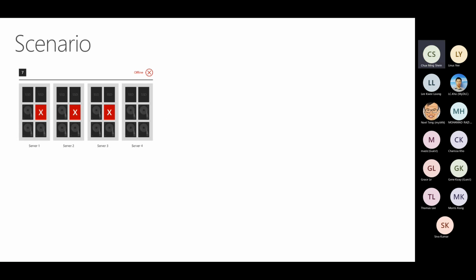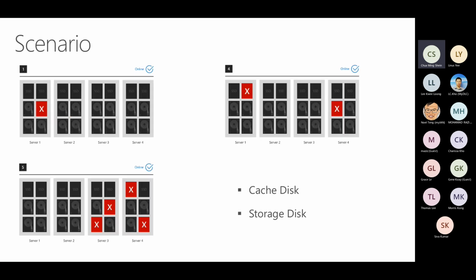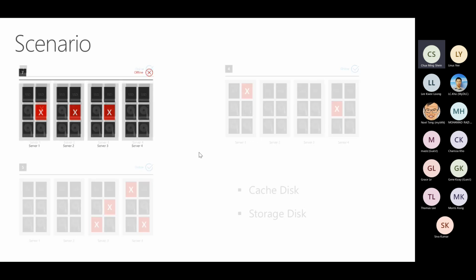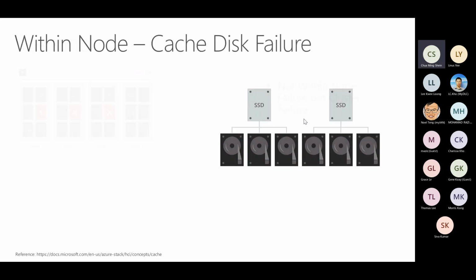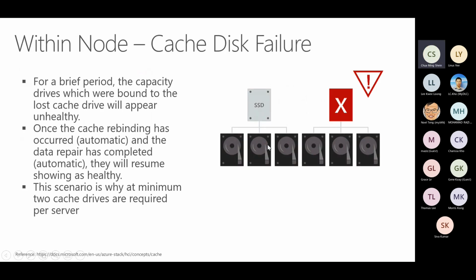Okay. So this example is to help you categorize and understand what is meant by within node failure. So these are within node. This is not within node, this is a cluster failure. Not within node failure, but cluster failure. So let's take a look.